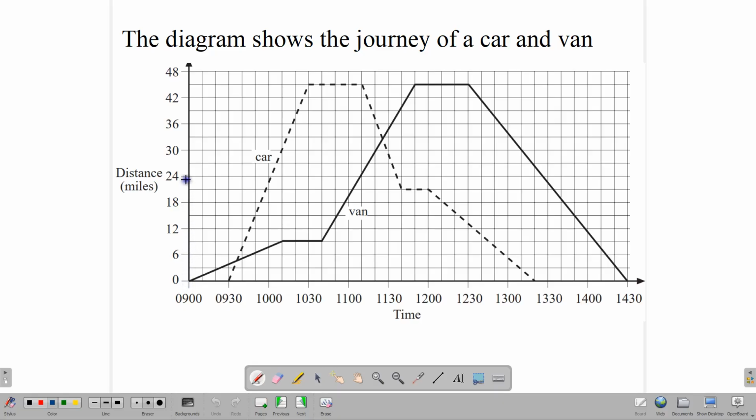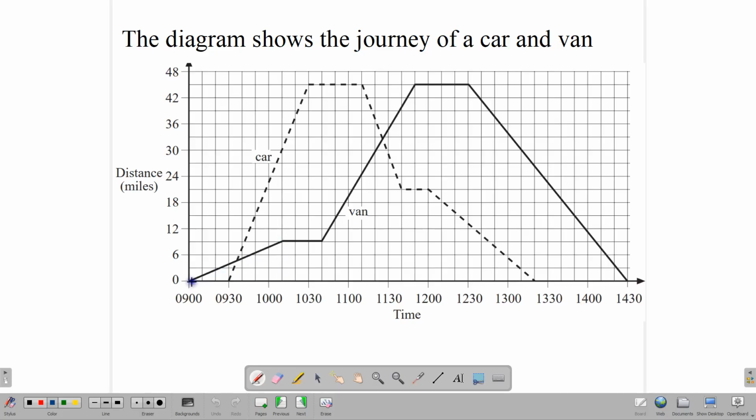So on your y-axis here, notice that each of these small boxes represents 3 miles. It says distance in miles. Each of these small boxes represents 3 miles. So 3, 6. Now, on your x-axis, notice that from here to here is 30 minutes. So each of these small boxes would naturally represent 10 minutes. So 10, 20, 30, etc. It is very important that you look at your scale and understand it before you start running into and answering your questions.